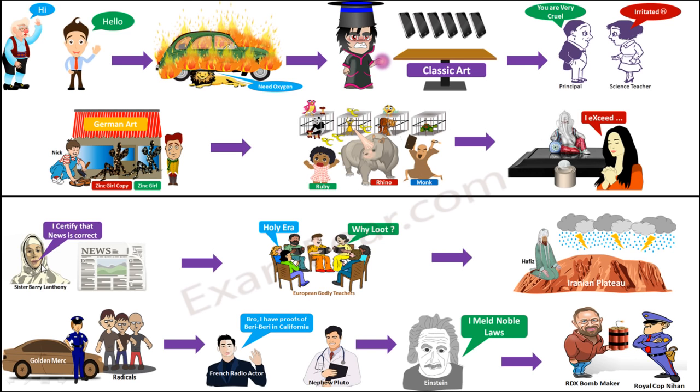When you wake up next morning, it's time for the newspaper. When you open the newspaper to look at the headlines, you see that Sister Barry Lanthony has finally certified that the news is correct. This news is basically about the loot and all the bad things happening around us. There is a lot of discussion about why there is so much loot everywhere. It was found that one of the causes of this loot is the lack of rain or drought, which has happened in Iran.